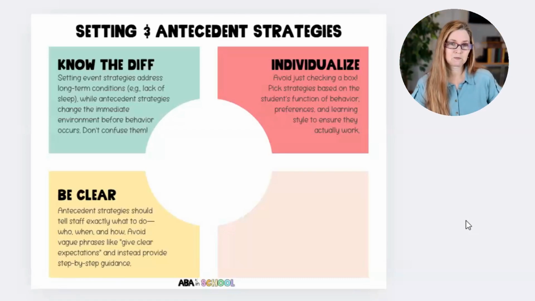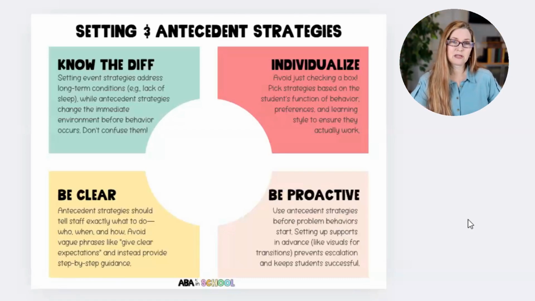I like that. And the fourth thing is to be really proactive. Use your strategies before the behaviors start happening. This is where you really have to learn your learner, because once behaviors start, it's like rolling a rock down a hill. It's going to pick up speed. So the earlier you can catch it, the better. That's why setting event strategies are so important, and also the antecedent strategies.